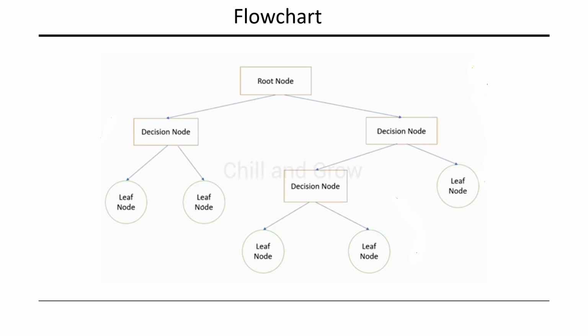This is the flowchart structure. You can see how the flowchart is. We have a root node, then we have a decision node. After that, the decision node is subdivided into further nodes. Again, if there are any sub-branches, we make a decision and go for further classification, and further nodes will be created. Finally, if there are no more branches or nodes to be created, we make an end decision that we call a leaf node. So this is the structure of how the decision tree is created.